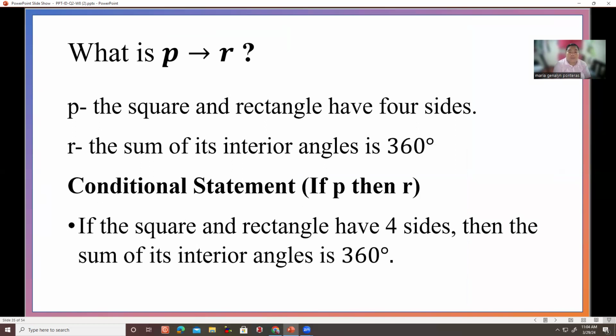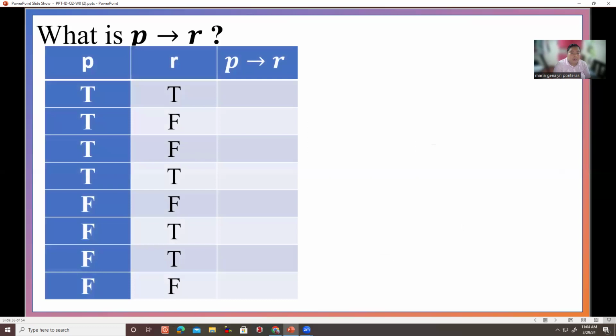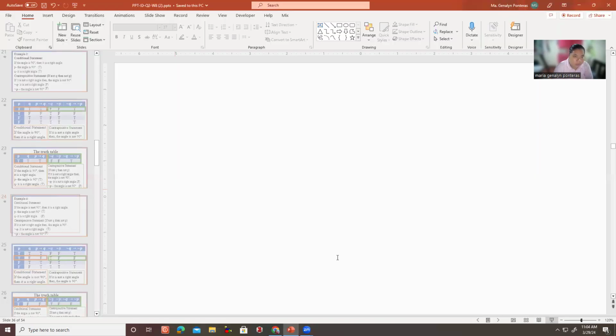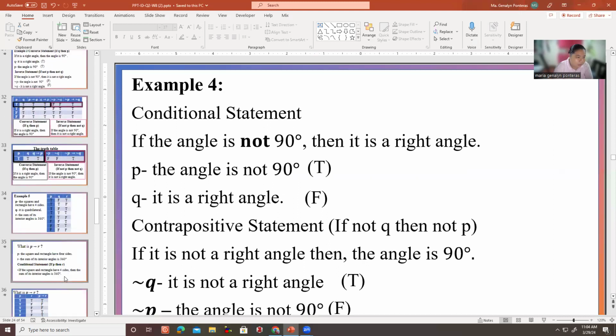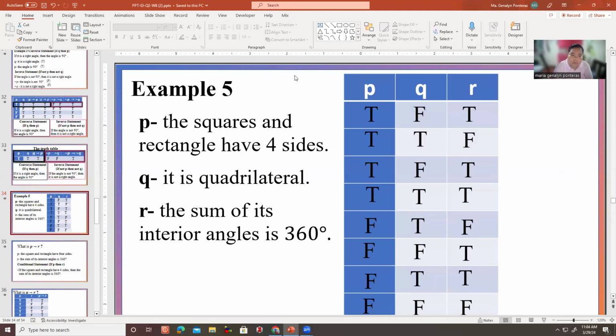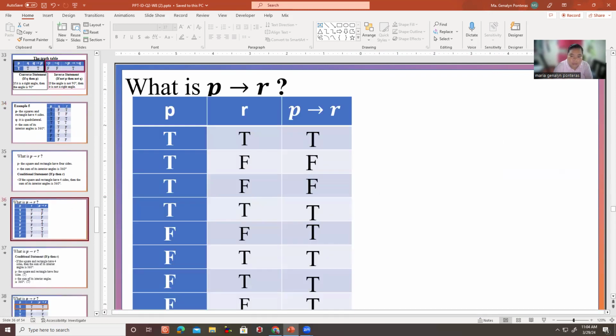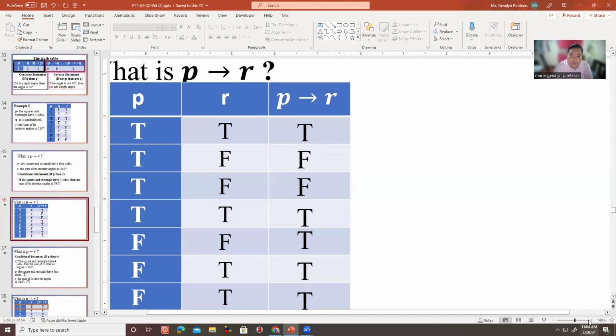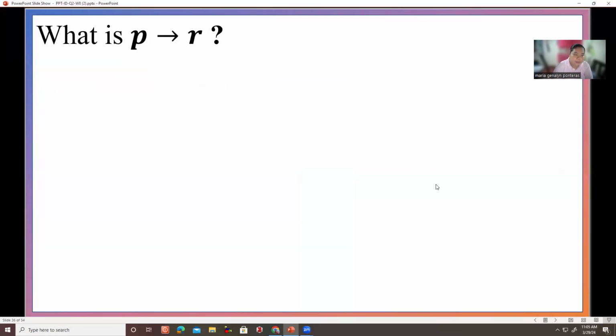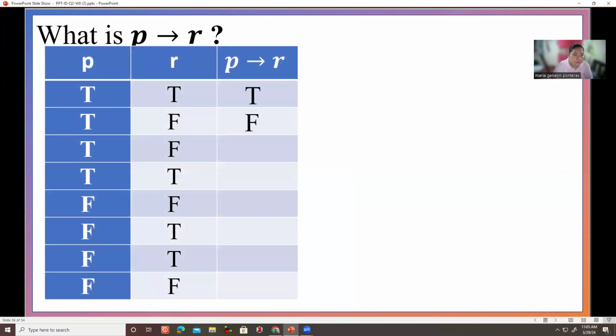We will deal with 2 statements at a time. So P implies R. You get the truth value for P and truth value for R. So let's go back to our previous here. You will omit P. If you want P implies R, you're going to get only the column of P and column of R, then get the logical equivalence. So what is P implies R? P implies R is true, false, false, true, true, true, true, and true.